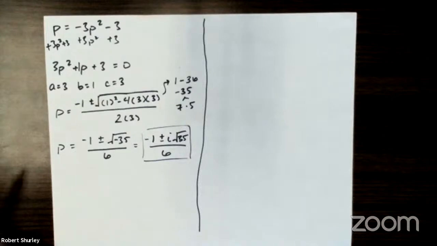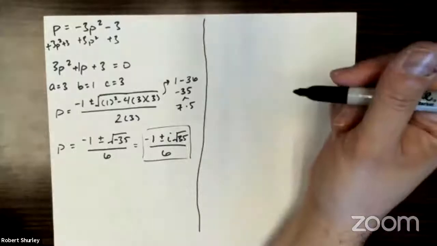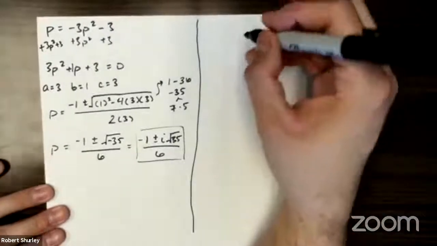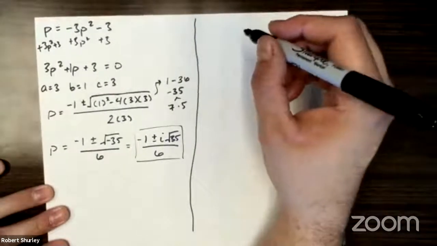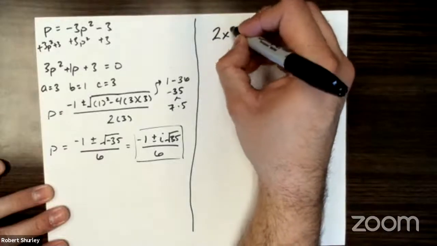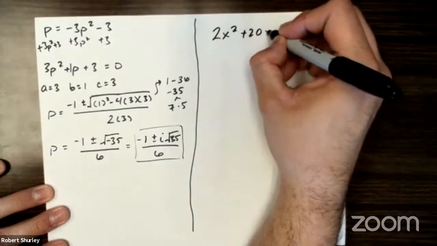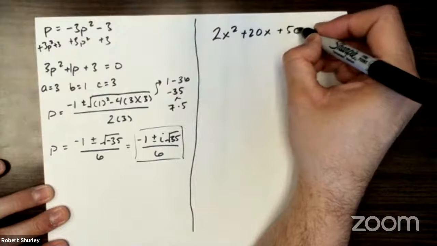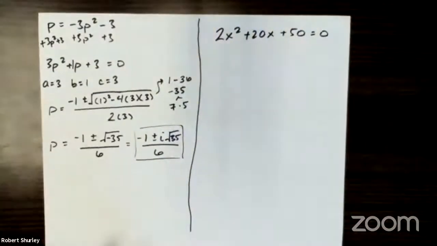Let me look at another example here. Okay, let's say we had, and I really do want you to hit pause on this one after I write it down. I want you to try it. Let's say we had 2x squared plus 20x plus 50 equals 0. Hit pause.